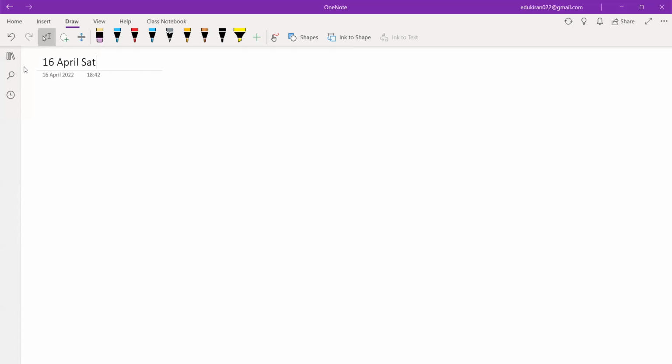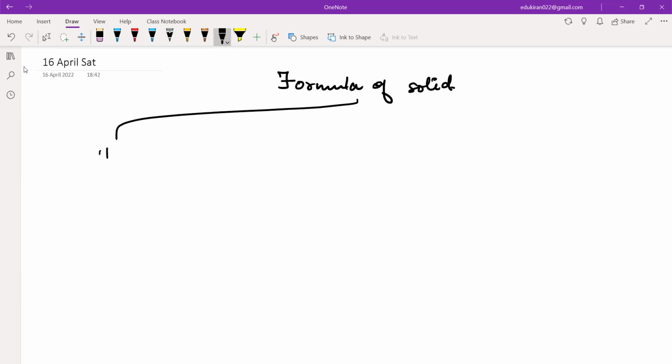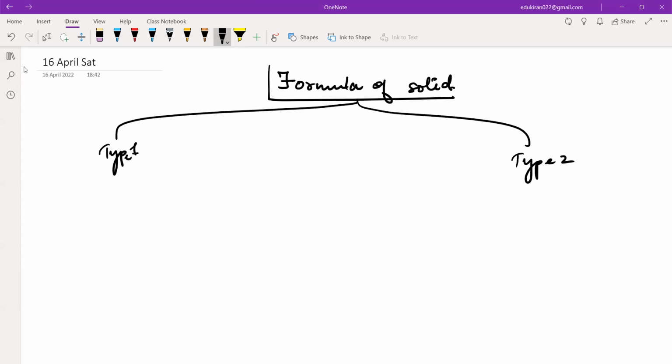Okay, just wait a second. Okay, so today we are going to mainly discuss formula-based questions. In some questions you will be asked to derive the formula of a solid. Now this is basically divided into 2 types. There is type 1 and there is type 2. So there are 2 types of questions that you are going to get based on the formula of a solid.